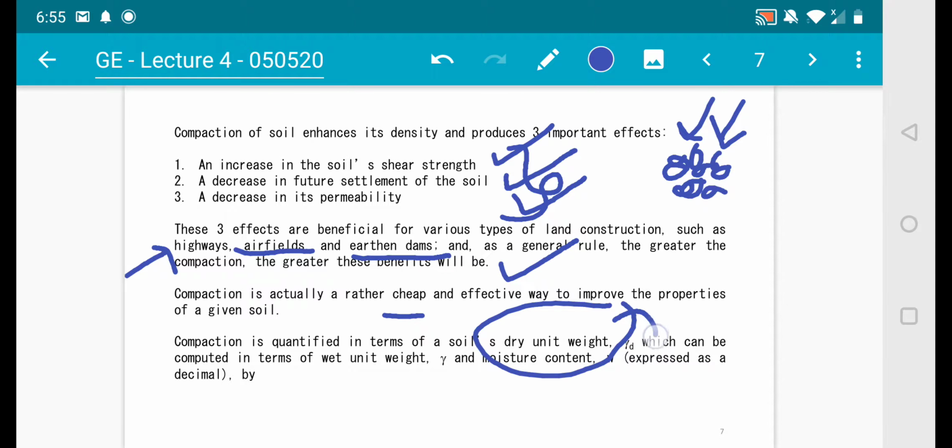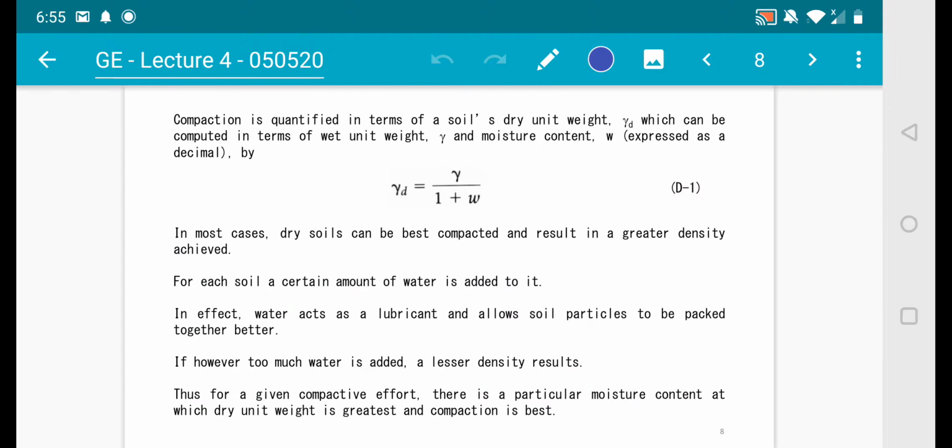It is expressed with gamma sub d, which can be computed in terms of wet unit weight and moisture content, and you're likely to have this formulation. In most cases, dry soils can be best compacted and result in a greater density achieved. For each soil, a certain amount of water is added to it. We will look at this in the laboratory work on soil compaction.